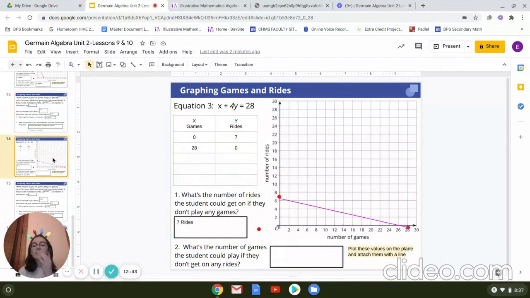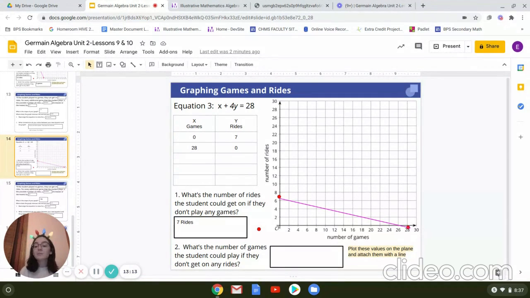Okay, then if we look at number 14, slide number 14, we had a little bit of a different equation here where we had the 4 attached to our y. So I plugged in my values here, my x being 0, my y being 0, and I solved my equation. When my x was 0, my y was equal to 7 because 7 times 4 is 28. 28 was equal to my games when my y was 0 because the slope for the rate of change for my x is a 1.